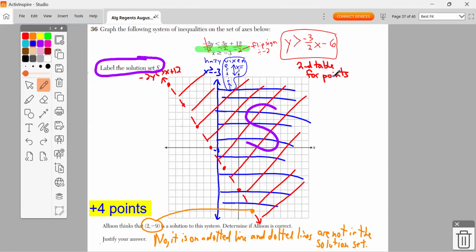Hit second and table for the points. So we get this dotted line right here. Make sure that your line is dotted. Make sure that you put arrows on the ends, very important. Make sure that you label your line, very important. It's greater than, so we're shading above the line. The second equation is a little bit tricky.